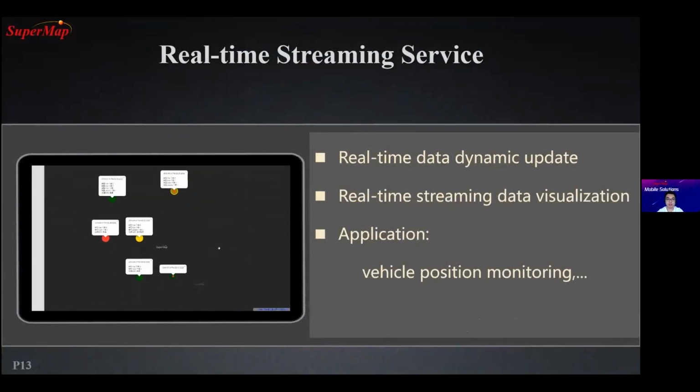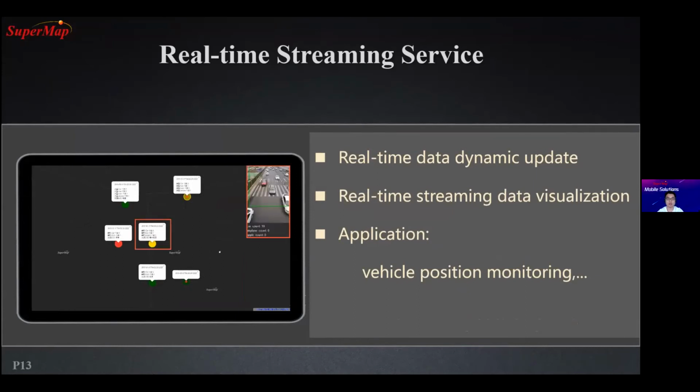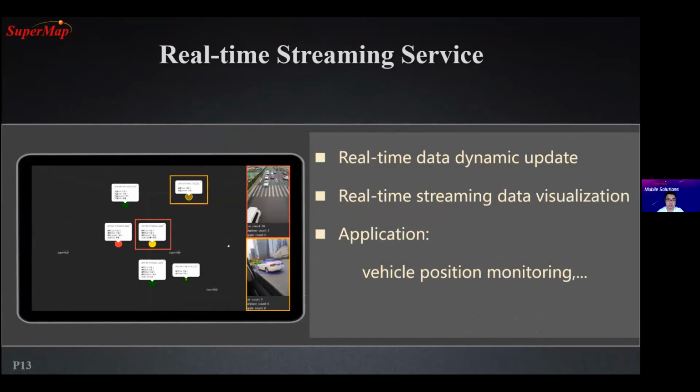And based on our iServer product, because iServer has the real-time streaming service, our iMobile can also connect to this web service, so you can upload the real-time data dynamically. This can be used for things like vehicle location monitoring, and also can detect some objects like the cars, the bars.